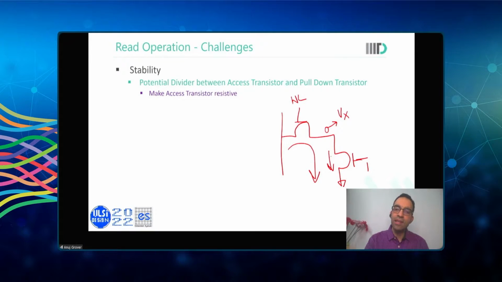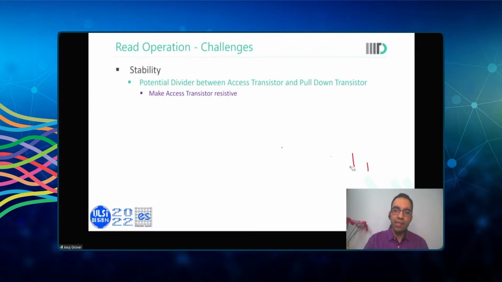What that means is that when we are reading, there is a kind of potential divider that is getting formed between the bit line and ground voltage. You do not want Vx, the voltage at this node, to go very high, else the latch would flip. The contents of the memory cell would get corrupted. So to ensure that the stability of the cell is maintained, this resistance should be high. That is, the access transistor should be resistive.